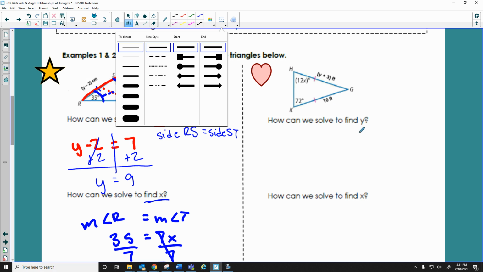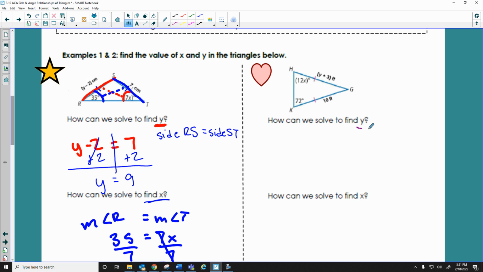Okay, so again, we're solving for y. I always like to separate the sides and the angles. Y is talking about this right here. It's on the outside, so it's talking about the side. This side, ooh, I see a tick mark. Those two sides, side GH is equal to side GK. So y plus 3 is equal to 10. Let's solve. Y is equal to 7.